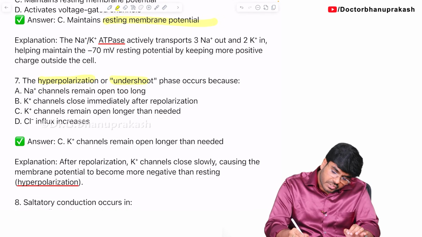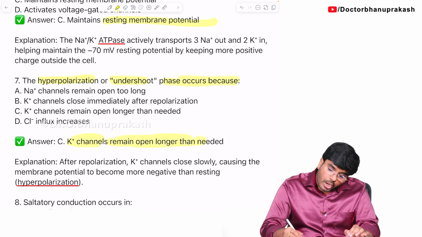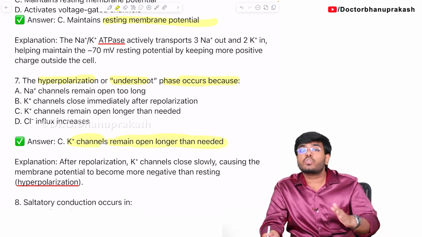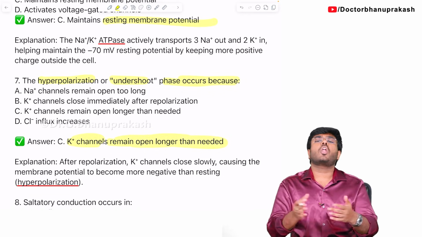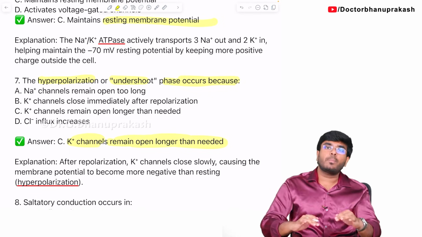The hyperpolarization is due to what? I have told you, potassium channels remain open longer than needed. There is a delayed closure of the potassium channels. Potassium channels are open for a long time, so more potassium will go out, leading to more inactivation, more hyperpolarization.